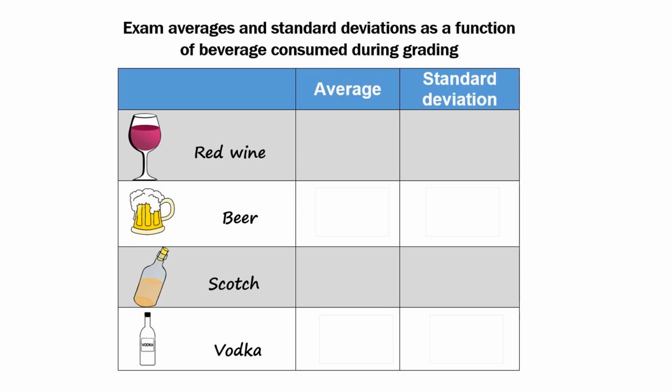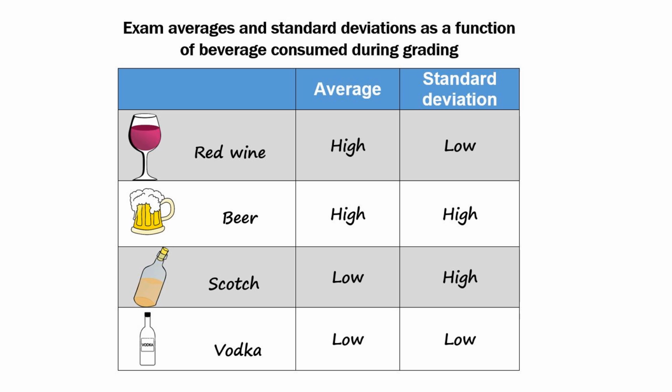Speaking of red wine, I've actually done a very, very hardcore scientific survey that shows how exam averages and their standard deviations change as a function of the beverage that your professor is drinking as he or she is grading. We start with red wine. Averages tend to be high, standard deviations low. If your instructor is drinking beer, the average tends to be high, but the standard deviation also high. In terms of scotch, averages are low, standard deviations high. And if your instructor is drinking vodka, you're going to have a low average, probably a low standard deviation too.